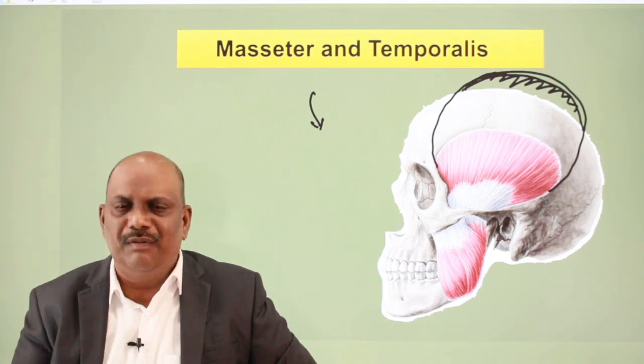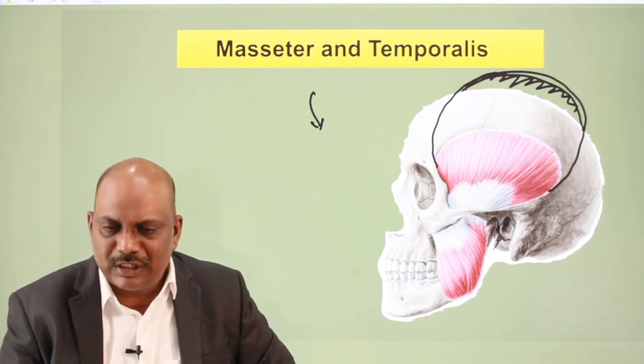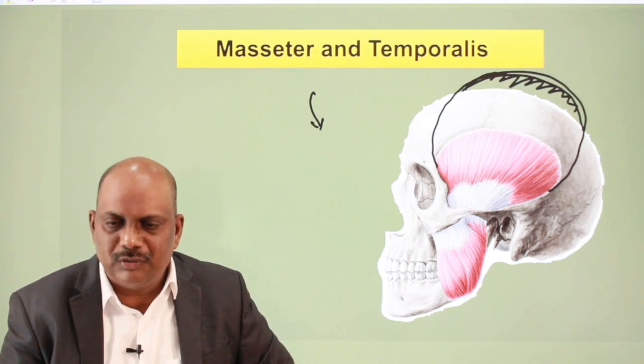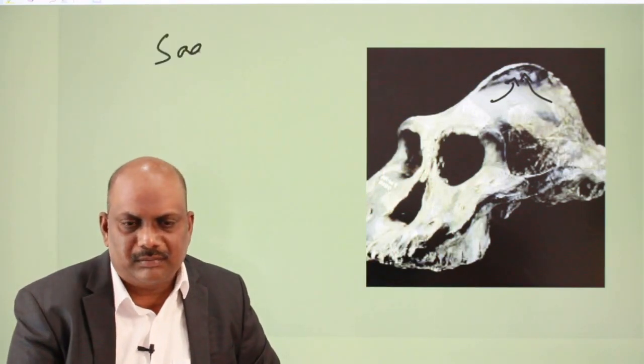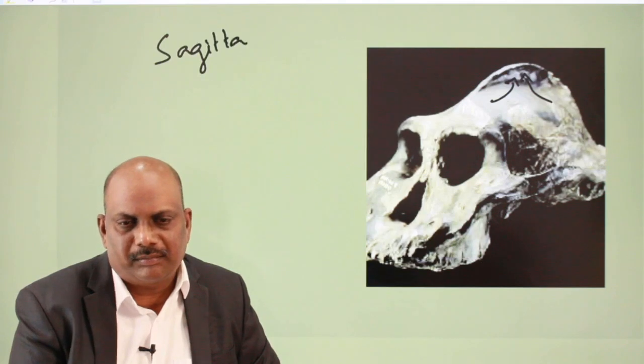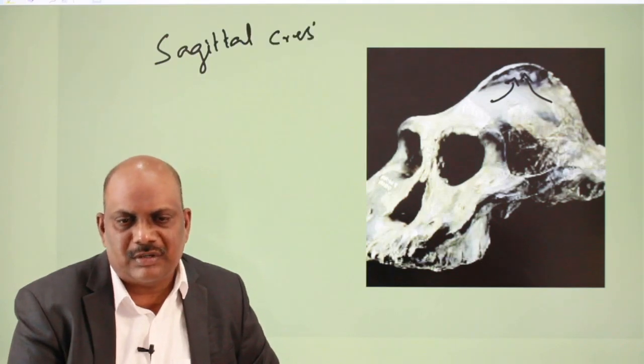Got it? So are you comfortable with the term sagittal crest? Sagittal crest refers to the ridge-like bone on the top of the head of Australopithecus.